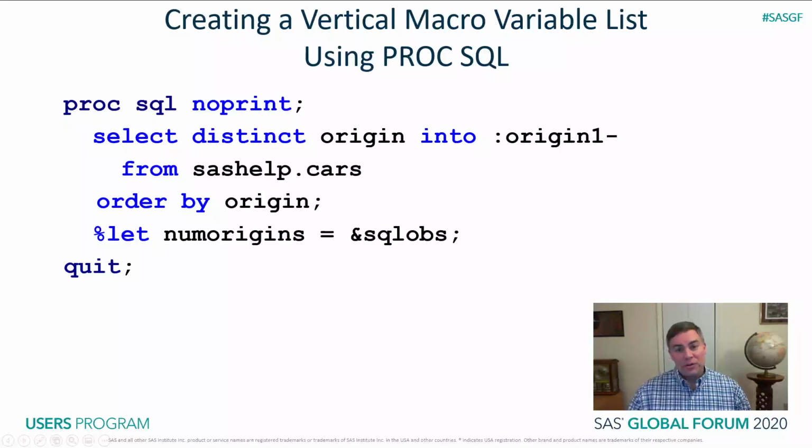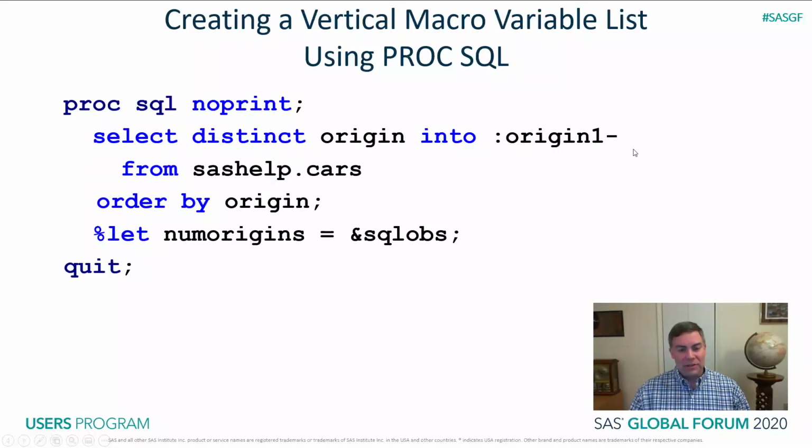Now that we've created a horizontal macro variable list using PROC SQL, let's try creating a vertical macro variable list. The syntax is similar, except that we name more than one macro variable in our into clause. So you'll notice here we have select distinct origin into, colon, origin1, and then a hyphen. Now this hyphen tells SAS that origin1 is the beginning of an entire range of macro variables. There was a time in the past where you needed to give an upper bound to that range. For example, you might have said origin1 dash origin3.